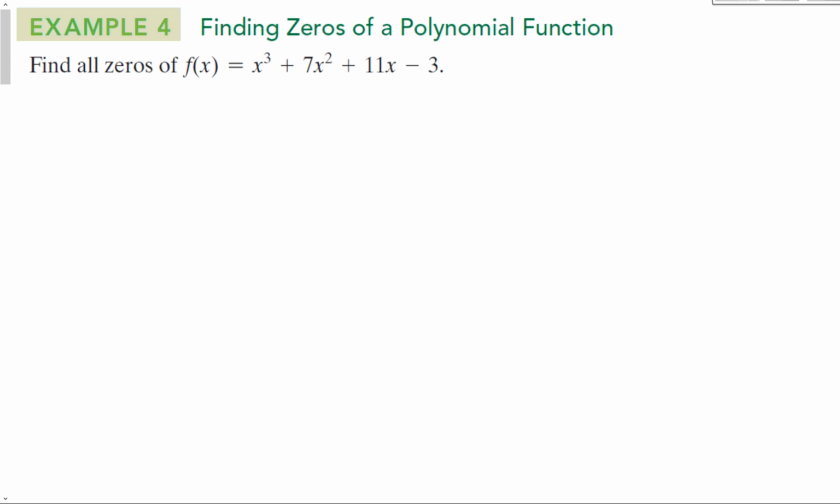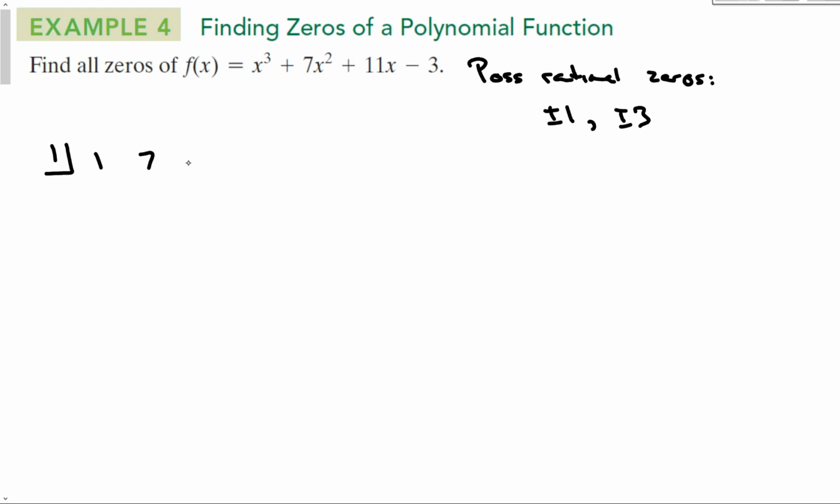Again, we have a cubic polynomial function. My possible rational zeros are plus or minus 1, plus or minus 3. Those are the zeros that I'm going to test first. Of course, I'm going to start at 1. Don't forget to check for any missing zeros; there's none.